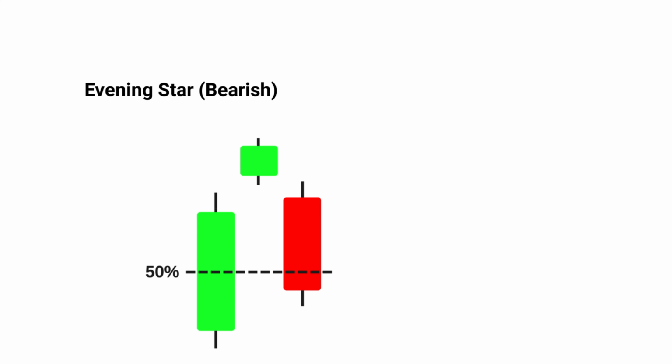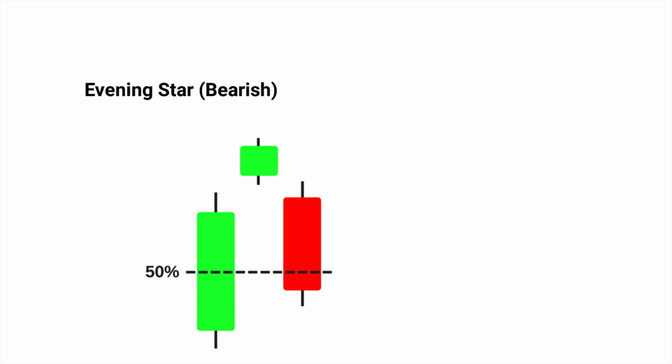So let's go into it. We've got the evening star pattern, and the evening star pattern is a nice trend reversal pattern. There's the bearish version and then the bullish version. If it's bearish, you've got the little candlestick at the top, as in the shooting star, and if it's bullish, we've got it at the bottom.